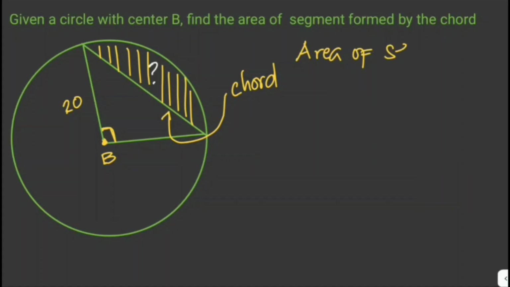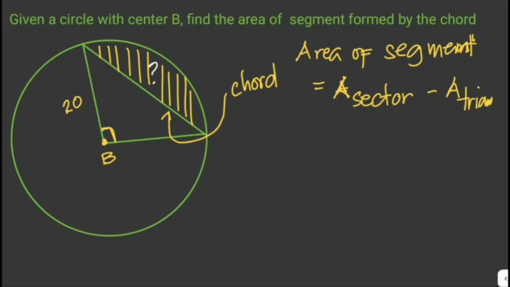area of segment, this is just equal to the area of the sector minus the area of the triangle. So the sector is this whole portion, this one to this one. So the sector minus the triangle here is just equal to the area of the segment.